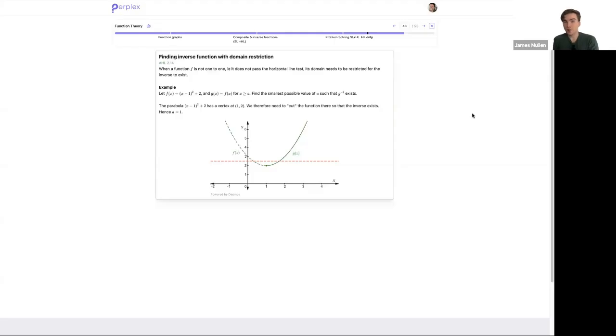Finding the inverse with domain restriction. When a function is not one-to-one, that means it doesn't pass the horizontal line test, its domain needs to be restricted for the inverse to exist.